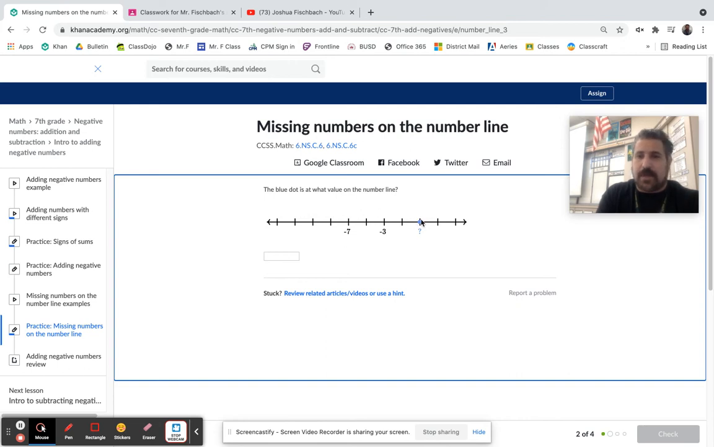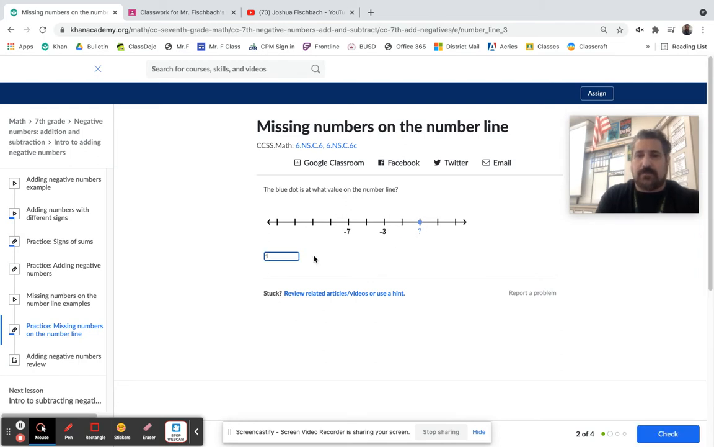So this blue dot over here is 2 to the right of -3. So what you're really doing is saying -3 plus 2 is -1. -1 plus 2 is going to be +1. So the blue dot here is +1.